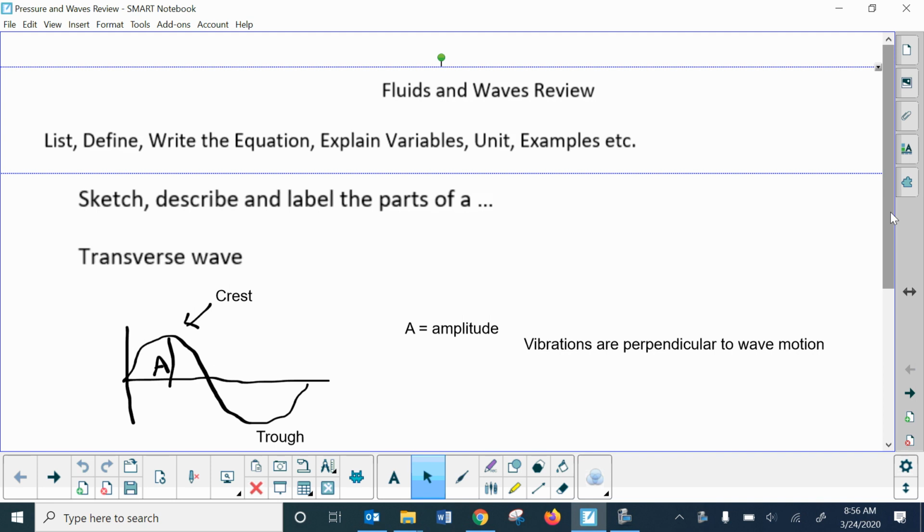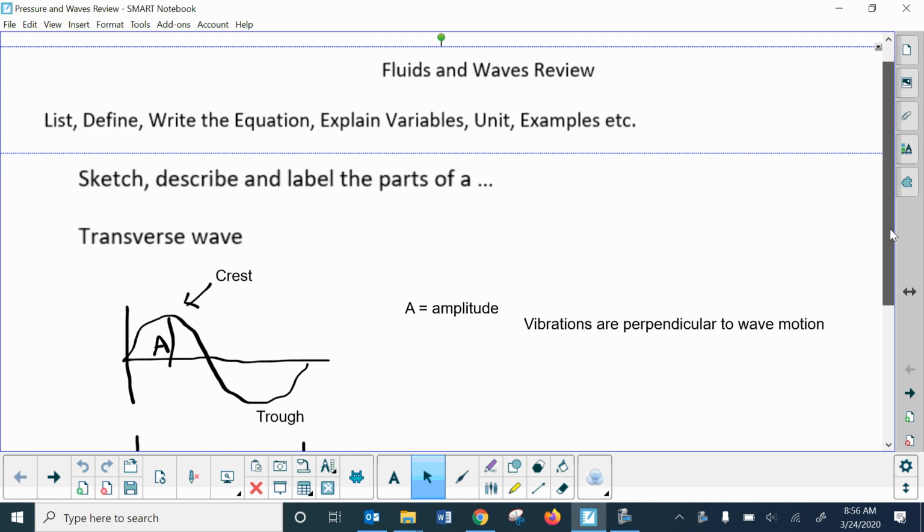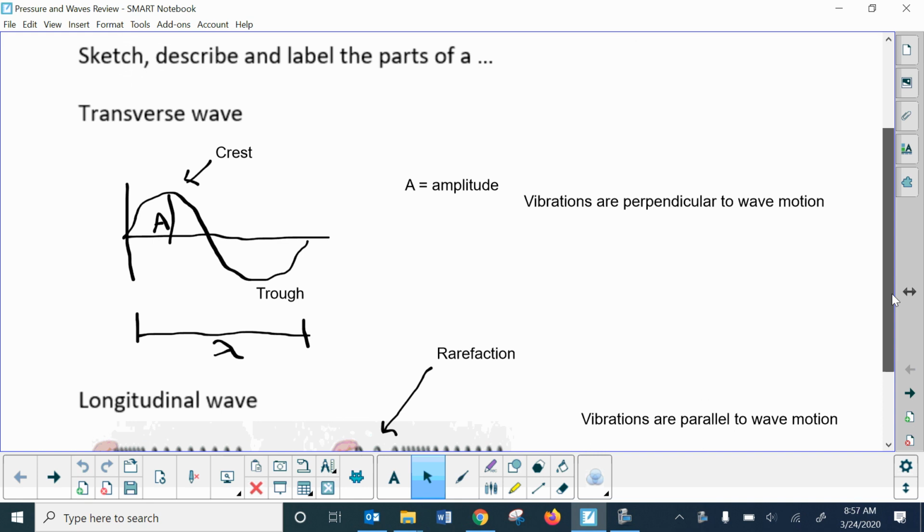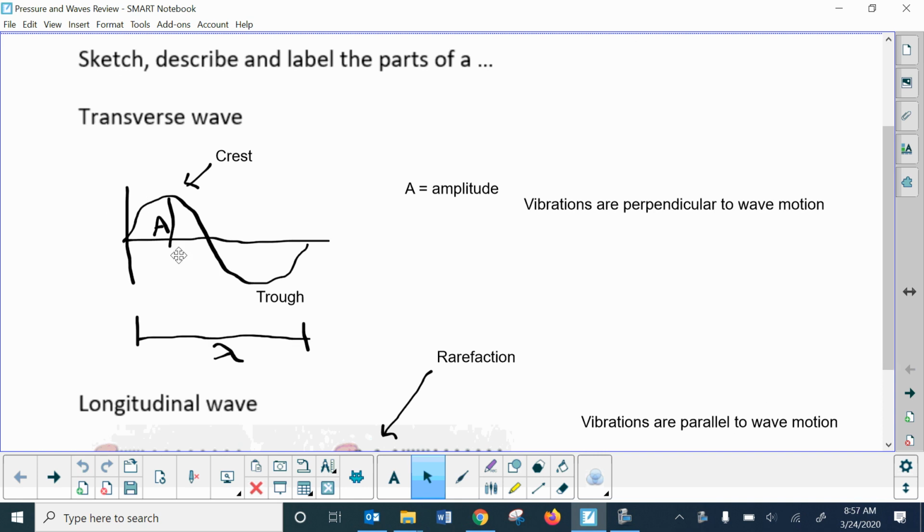So the first part, you were asked to sketch and describe and label parts of a transverse wave and a longitudinal wave. So I did my best to draw it on the mouse tracking pad, but that didn't work very well. So later on, I think we have better pictures maybe. But because I think this question gets repeated for the transverse wave.